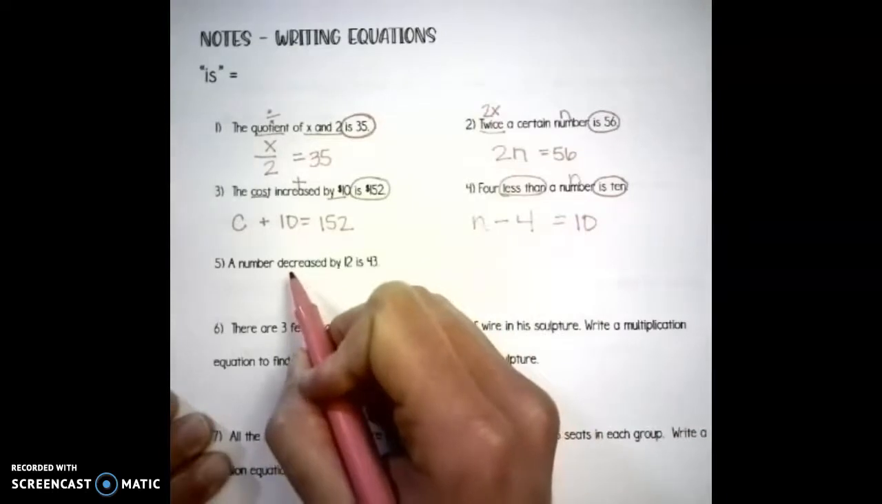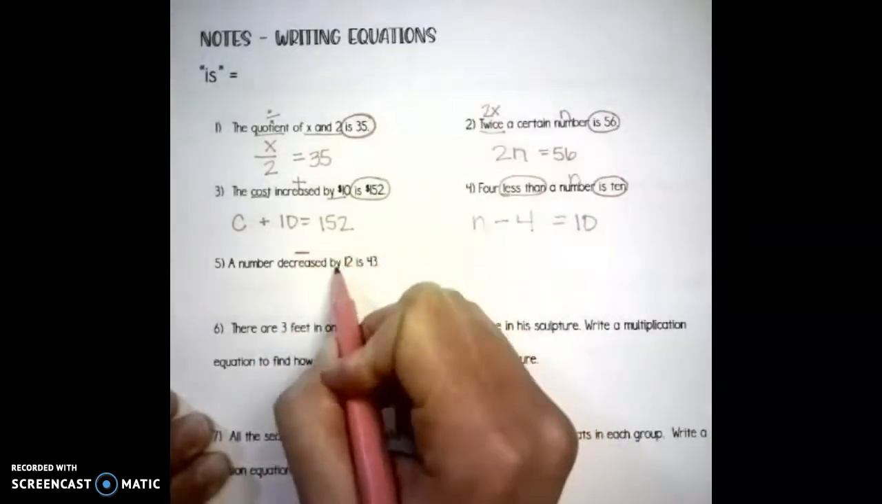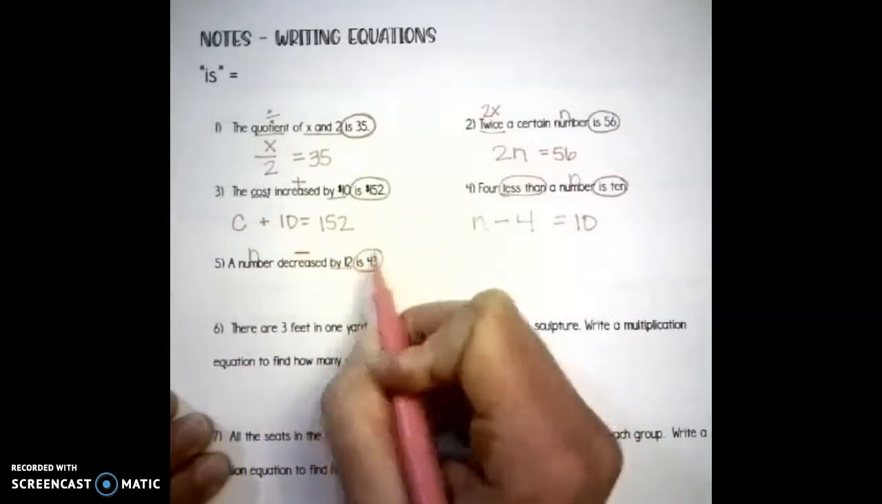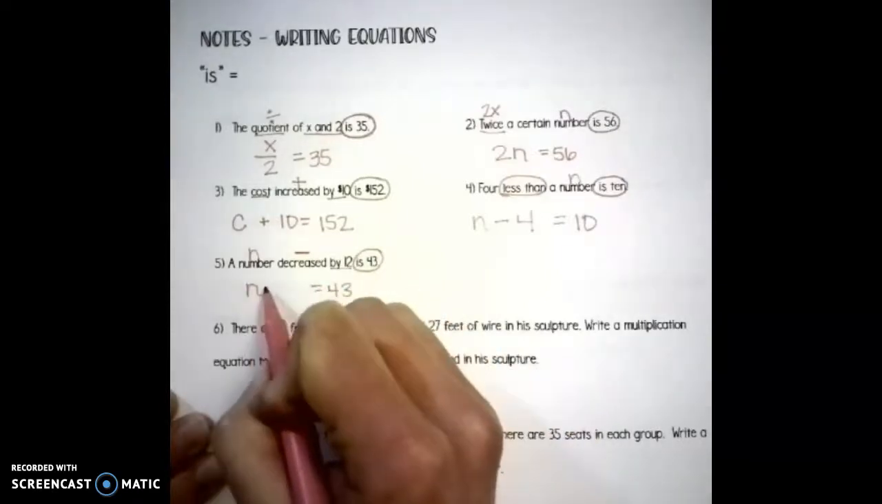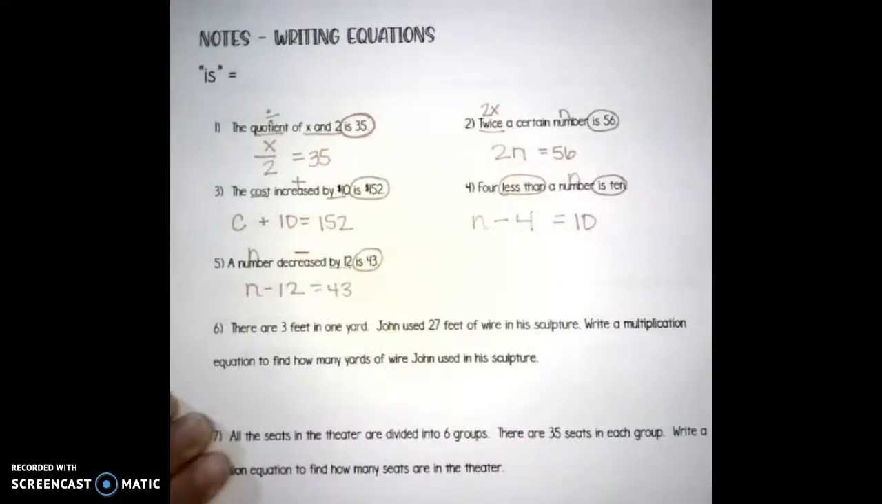Number 5. A number decreased, y'all know that means subtract, by 12. So we have a number decreased by 12 is 43. So something equals 43, and we know that's going to be that number minus 12. Decreasing by 12 will give us 43.